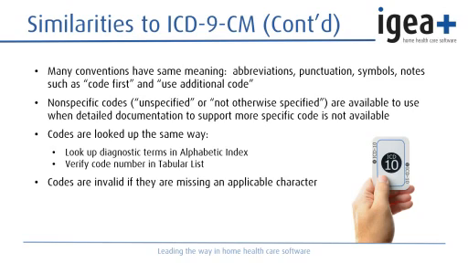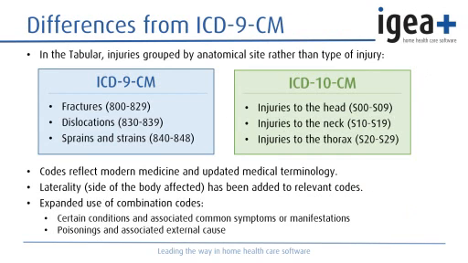All right, let's now review the main differences. Injuries are grouped by anatomical site rather than by the type of injury in the tabular list. However, you would still look up the term for the type of injury, such as fractures or sprains, in the alphabetic index. ICD-10-CM codes reflect modern medicine and updated medical terminology. The concept of laterality has been added to some chapters, and the use of combination codes has been expanded.